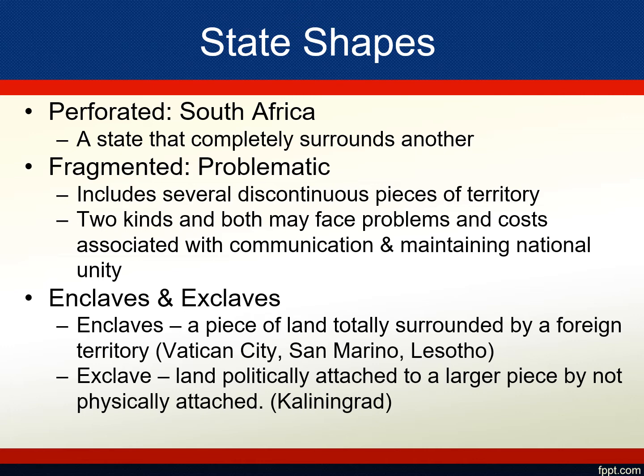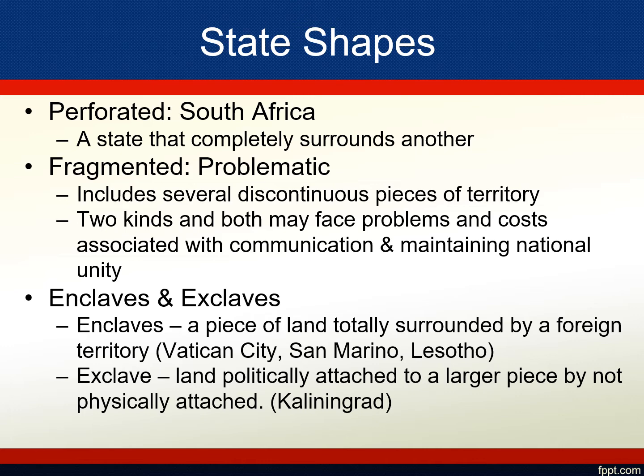The next is, and last is fragmented. Fragmented means that there's lots of discontinuous pieces of territory where they're not connected to the main body of the country. This can be problematic because this can have issues with communication, maintaining national unity, and so forth. The US would be a good example of this because of Alaska and Hawaii. And then obviously every single country that's made up of islands is an example of a fragmented state. You should also know the difference between enclaves and exclaves.